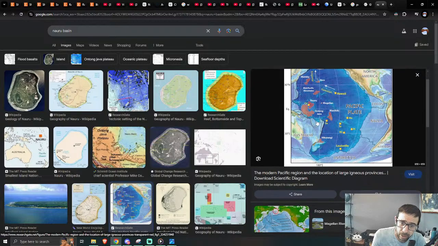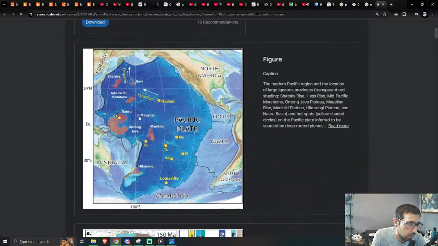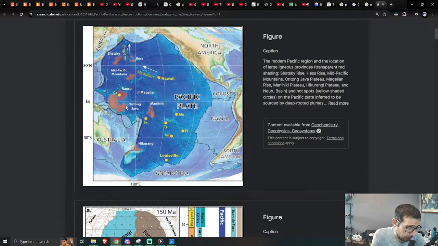Nauru Basin. Ontong Java is this thing. Nauru, I believe, isn't here or there. Manihiki, Hikurangi, Louisville, which is this seamount chain. Hawaii, obviously. Shatsky Rise, Hess Rise. Mid-Pacific Mountains, which really goes this whole stretch. Mariana Trench over there.